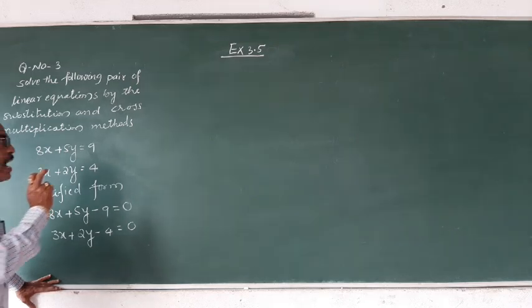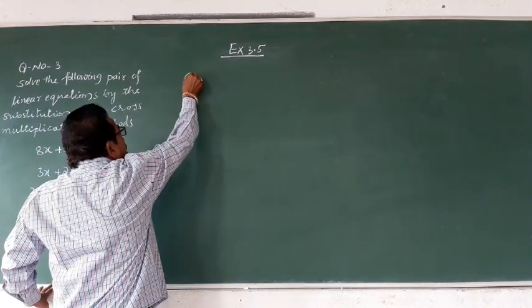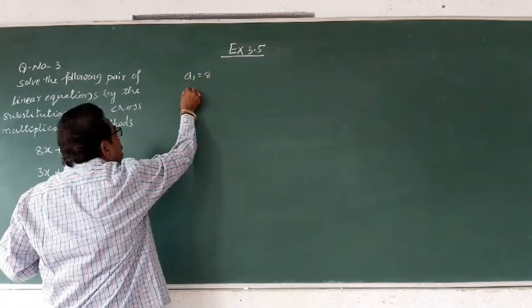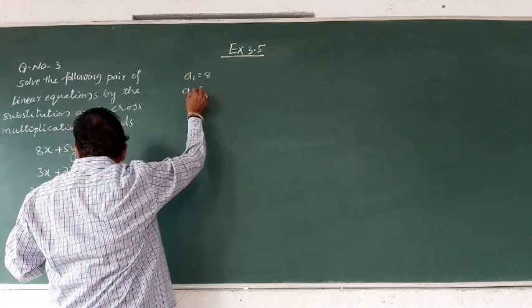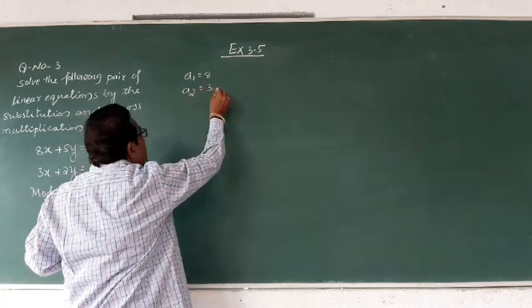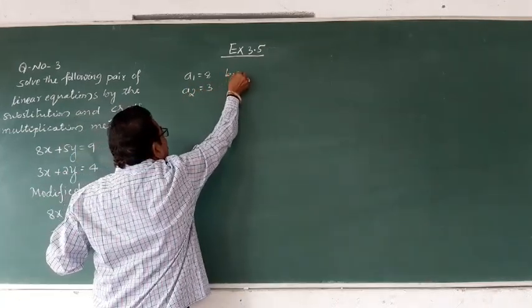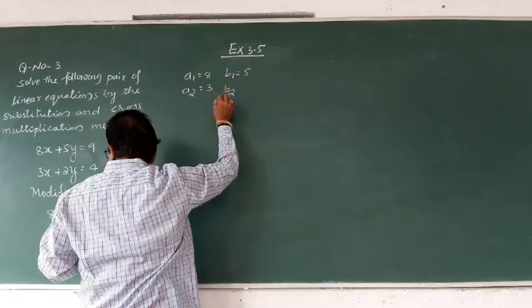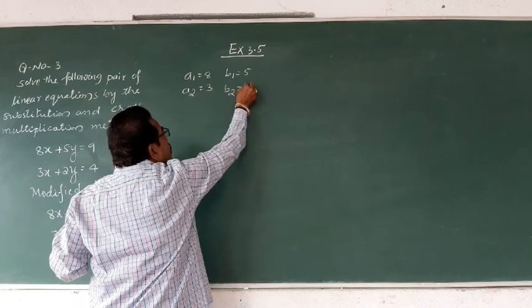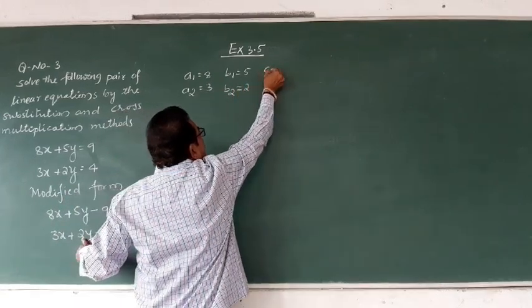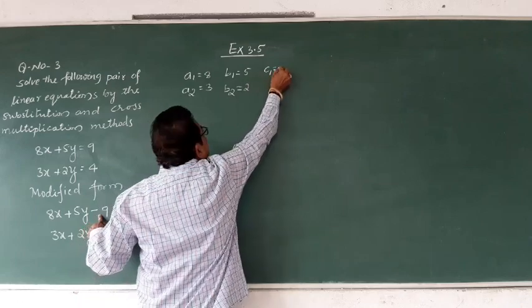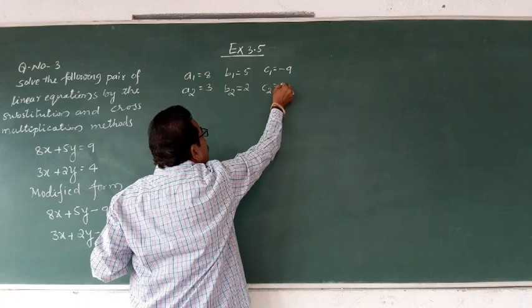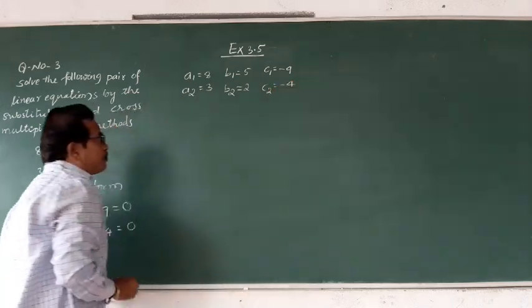Okay. Now let us write the values: a1 equals 8, a2 equals 3, then b1 equals 5, then b2 equals 2, then c1 equals minus 9, then c2 equals minus 4.